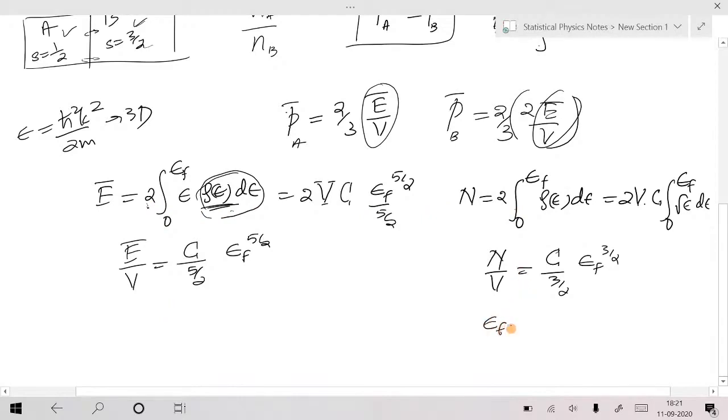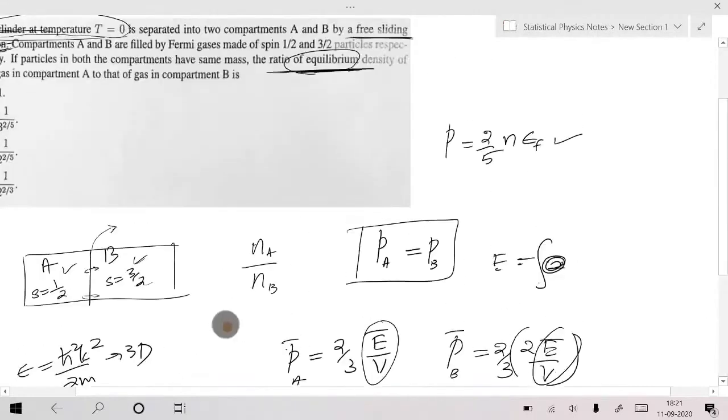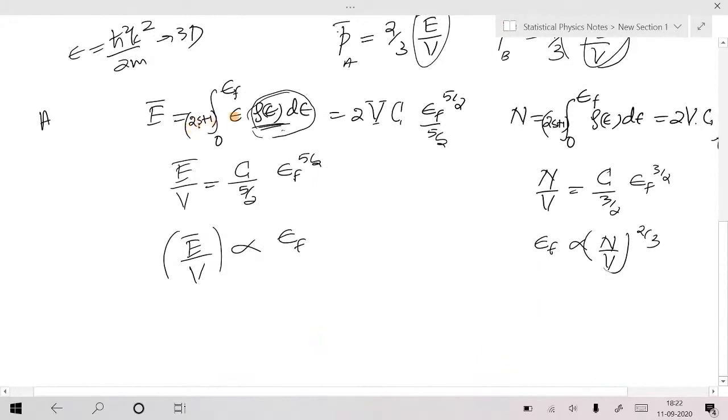Now what I'm saying is EF is proportional to n by V power 2 by 3. Later you should find some ideas to do this one. E by V is proportional to EF power, wait a second, I better write this one as 2s plus 1. That term would remain, because that term does matter here. What is the information he has given? That is spin, the degeneracy factor is very important. 2s plus 1 is the spin degeneracy.